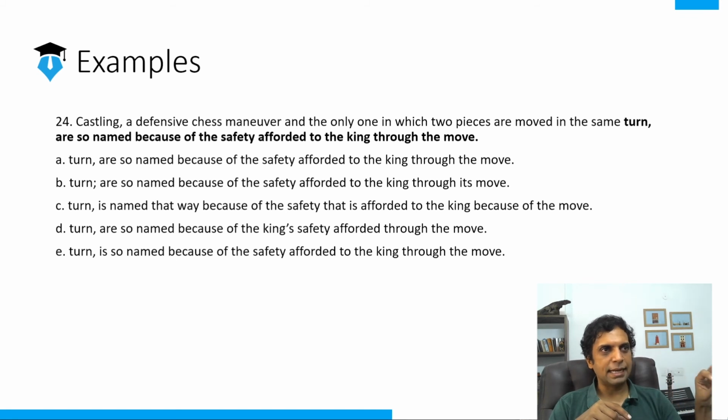C says is named that way because of the safety that is afforded to the king because of the move. Is named that way. Why? E says turn is so named because of the safety afforded to the king through the move. E is the right answer.